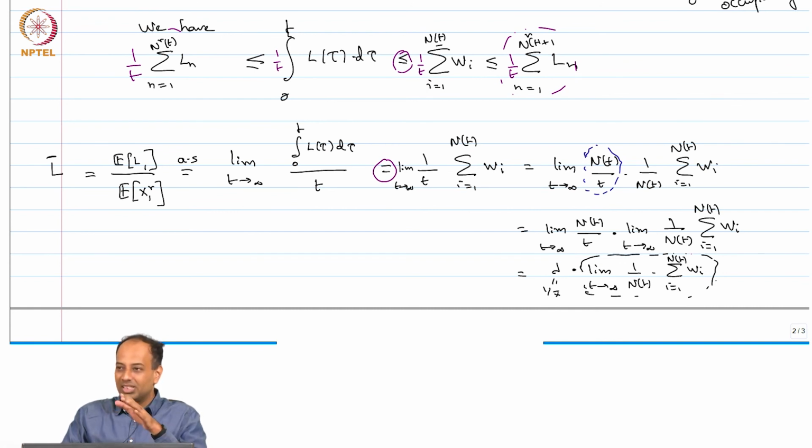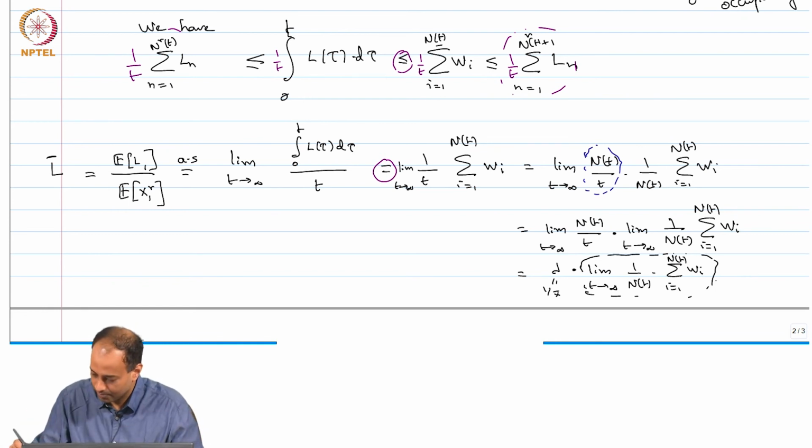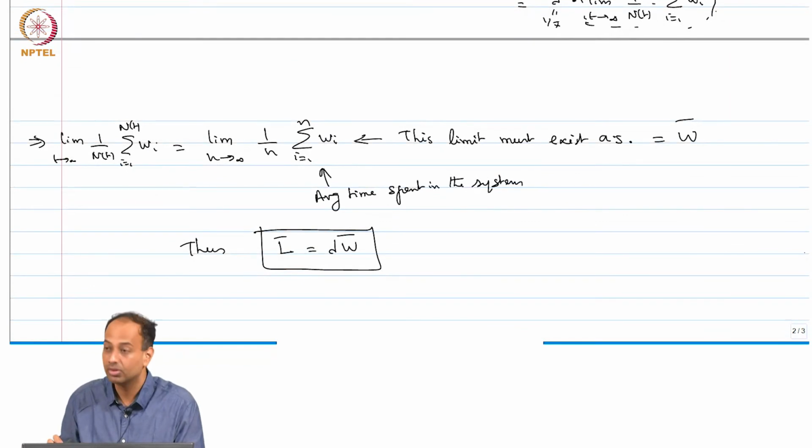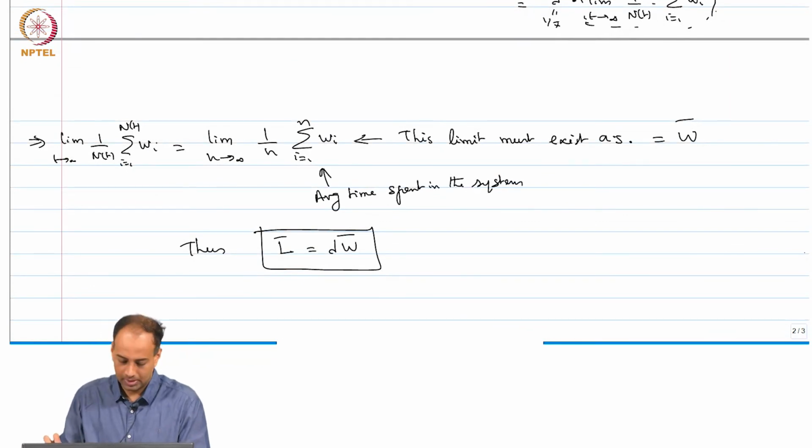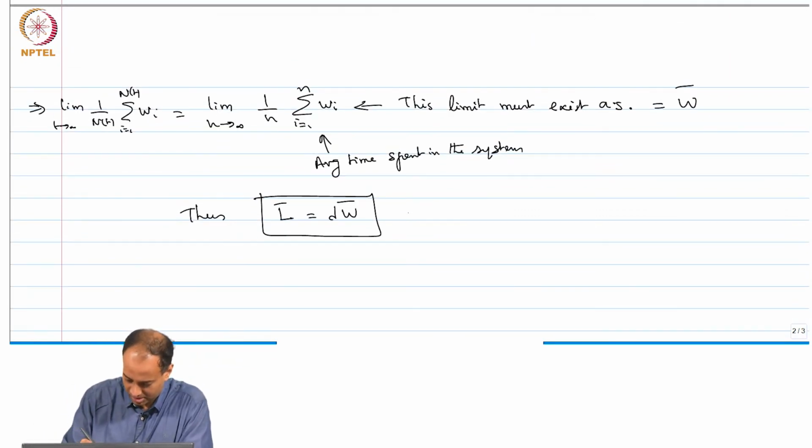When I say service discipline is not relevant, I mean it is not crucial. I am not saying that everything will be the same, I am saying that the relationship L bar equal to lambda W bar will still hold. Lambda bar will be different across different service disciplines, okay. Generally L bar and W bar will be different across different service disciplines, okay. Is that clear? So, this is Little's theorem, okay.